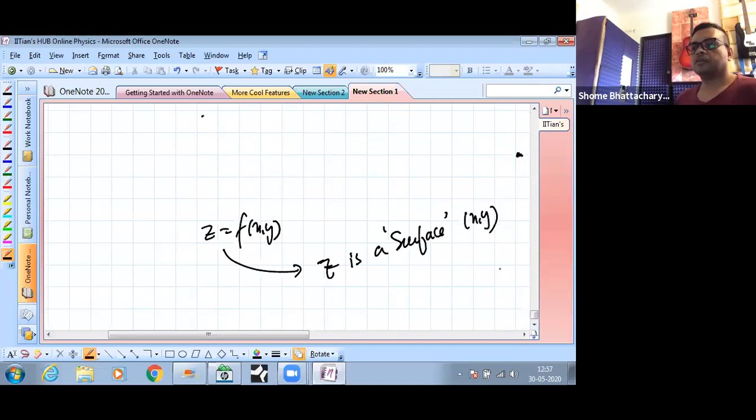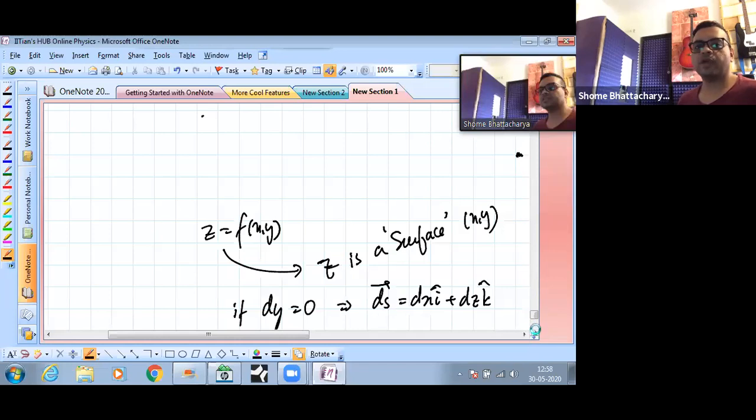With respect to x, y, if I make a displacement only along the x-axis, so if dy is equal to 0, then my displacement is dx i cap plus dz k cap along that surface. So what is the rate of change? It is dz by dx, but keeping y constant.